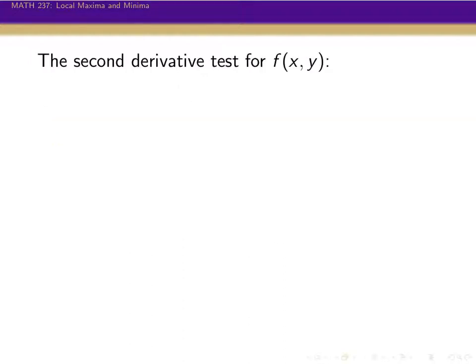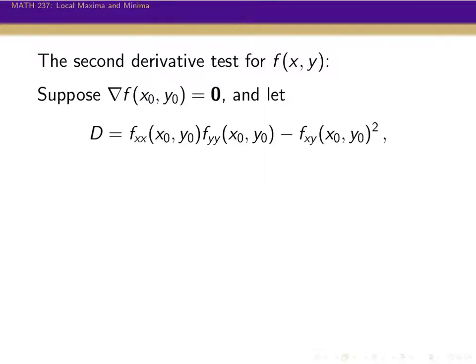So is there a way to use them? And the answer is yes. And so this is a second derivative. This is really a second partial derivative test for f of xy. And so here we need the gradient to be equal to 0, like when we were looking for critical points. And then to incorporate the information from the second partials, we're going to look at this value d.